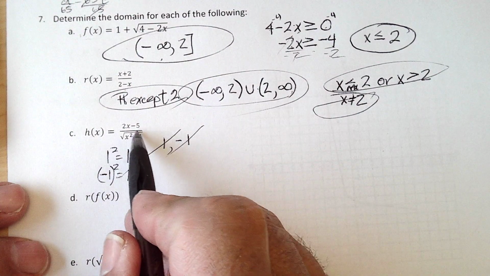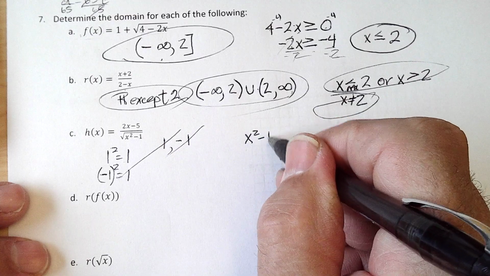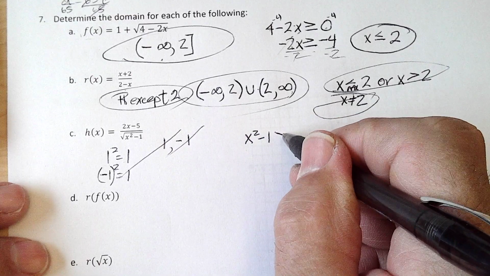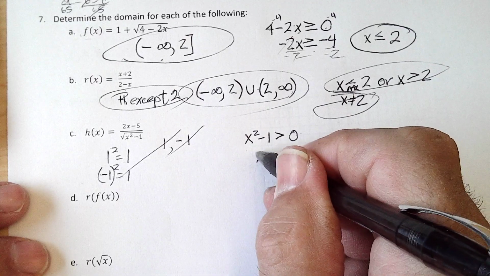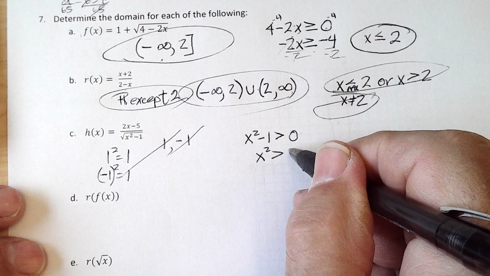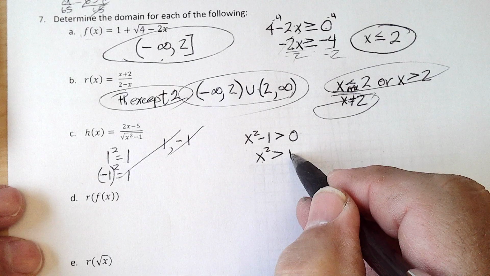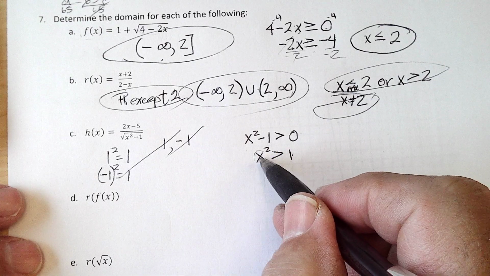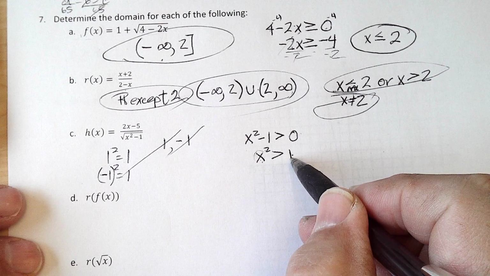But there also can't be negative. So if I write x squared minus 1 has to be greater than 0, and add 1 to both sides, I get x squared is greater than 1. Well, I want it to be greater than 1. So if I use something smaller than 1 in here and square it, I won't get greater than 1.